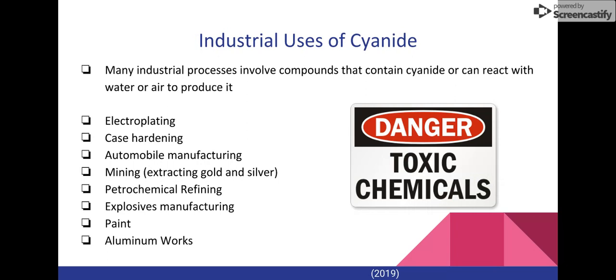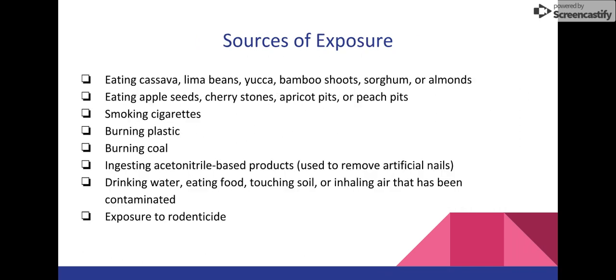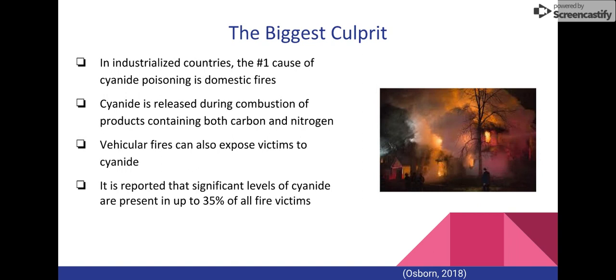Cyanide-containing compounds are used for many chemical processes, such as case hardening of iron and steel, electroplating, and photograph development. Cyanide has been used as a poison or chemical warfare agent, but most exposures are unintentional. House fires are the number one cause of cyanide poisoning in Canada. Cyanide is released during the combustion of products containing both carbon and nitrogen, such as wool, silk, and polyurethane. Significant levels of cyanide are present in 35% of all fire victims.